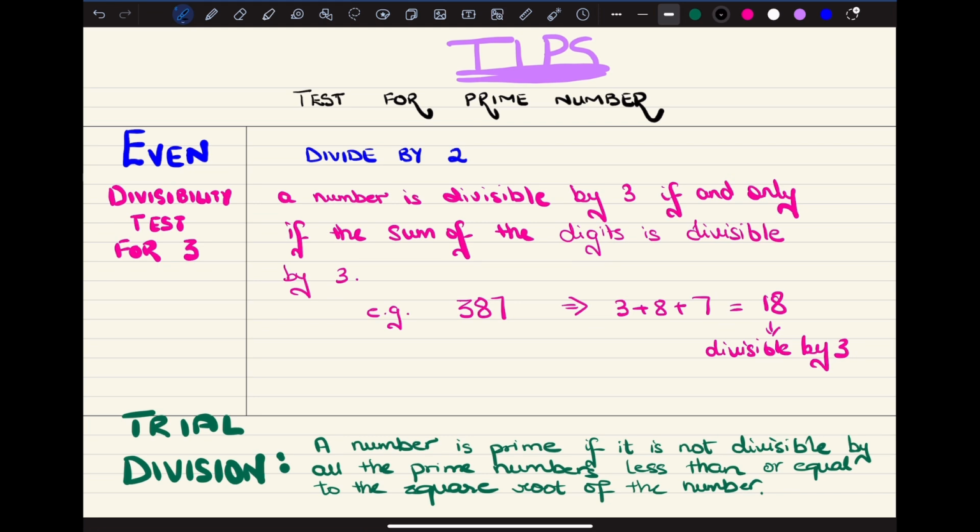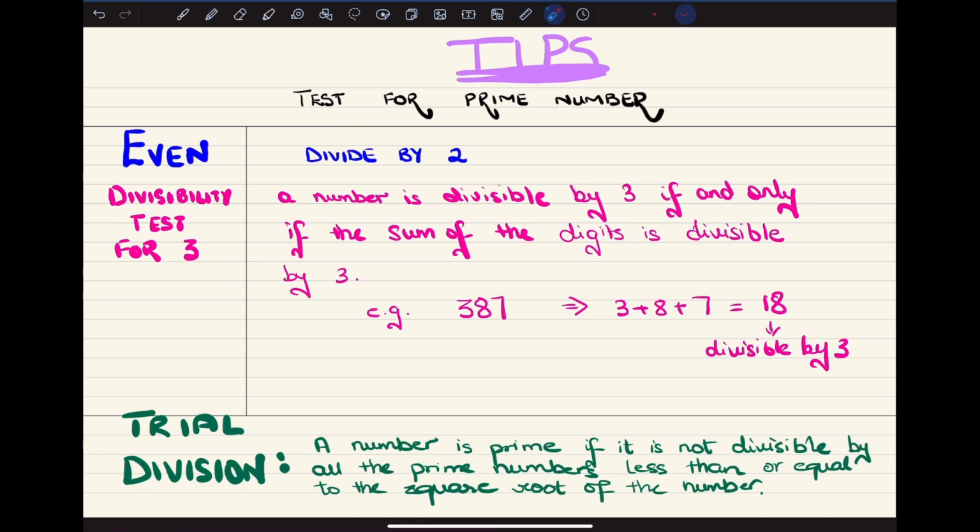Then there's a divisibility test for 3. It can be very helpful to check whether a big number is divisible by 3 or not, right? A number is divisible by 3 if and only if the sum of the digits is divisible by 3. What does that mean? So for example, we have 387. What are the digits? 3, 8, and 7. You add them together, and the sum of the three digits is 18. And since 18 is divisible by 3, we know that 387 will also be divisible by 3.